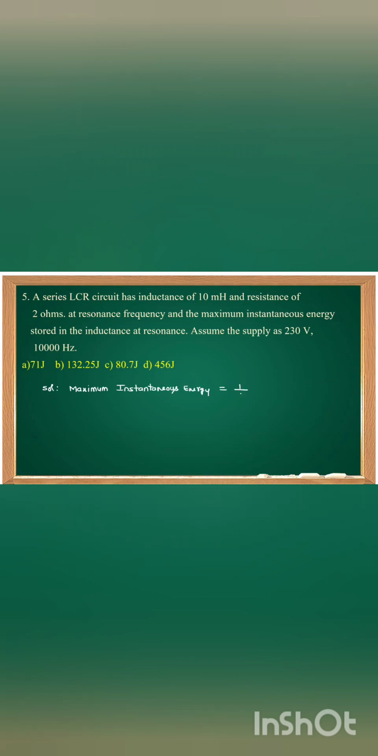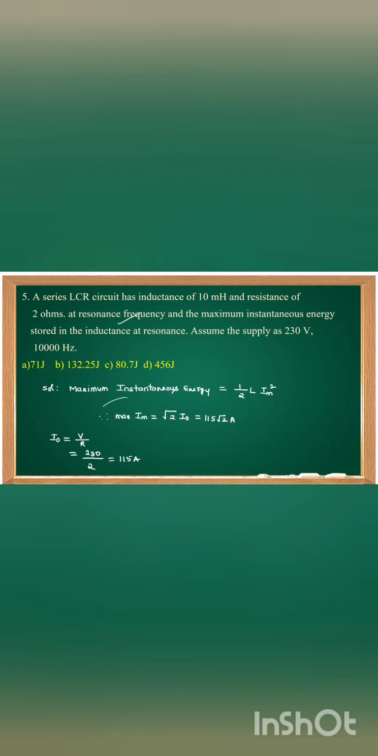The maximum instantaneous energy stored is half L into Im square. Actually it is I square, but since it asks for the maximum, you take half L into Im square. But how to get the maximum value? At resonance condition, Im equals root 2 times I naught, which you substitute here. What is I naught? I naught equals V by R at resonance. That is 230 by 2 ohms, which is 115 amperes. So Im is 115 root 2 amperes.